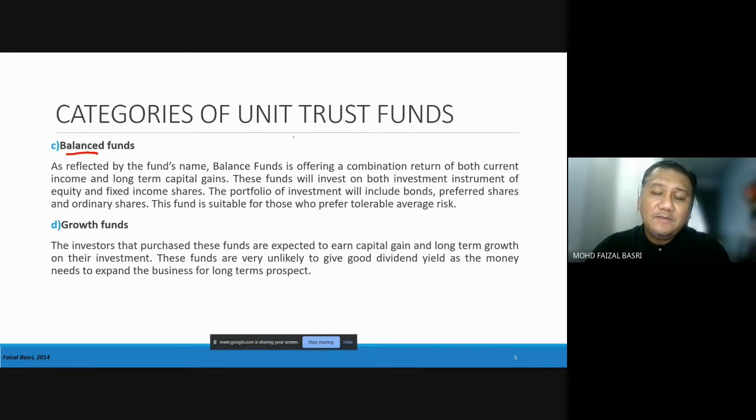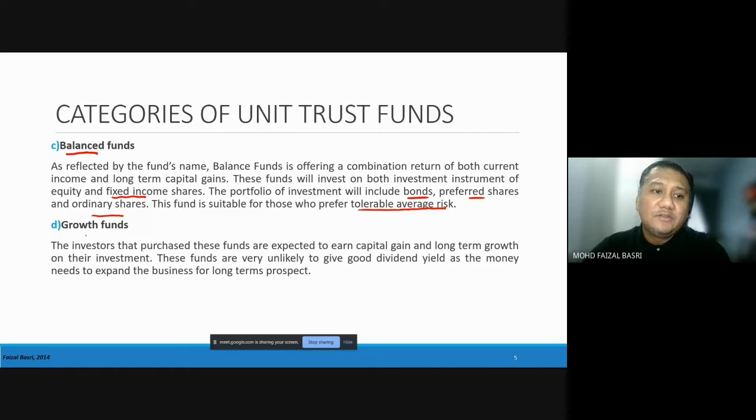Okay, so again by looking at the name tadi, contoh-contoh ada yang nama balance fund kan. So itu menunjukkan dia combine some in the stock market and maybe the other half dalam fixed income securities. Okay, so dia akan masukkan lah semua, bonds, preferred and also common stocks juga. And this fund is suitable for those who prefer tolerable average risk. So risiko dia tak terlalu besar sebab dia di cover by preferred ataupun bond yang akan bagi fixed returns. Okay.